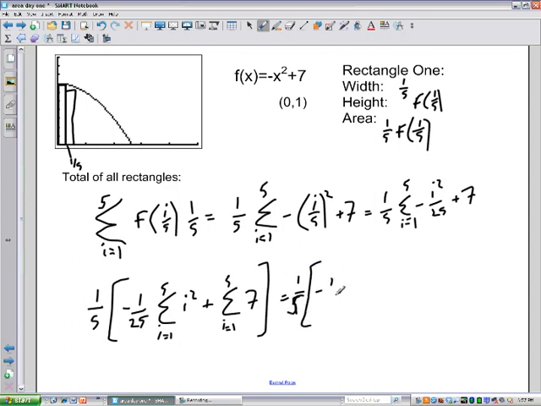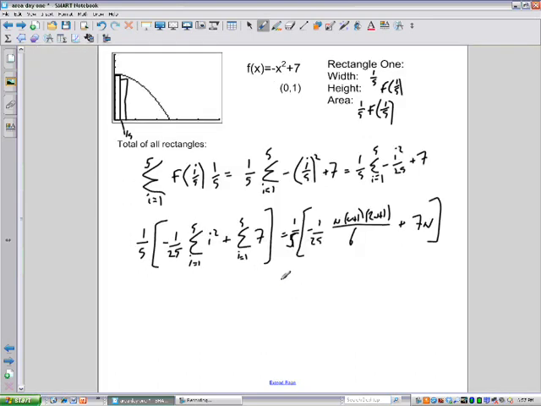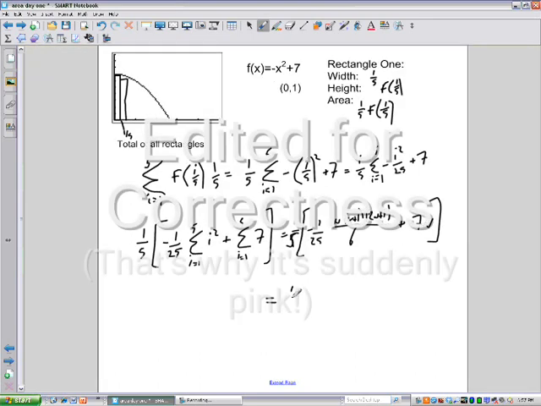1/5 of negative 1/25 of, let's see, the sum of the i squareds is n times n plus 1 times 2n plus 1 over 6, plus the sum of the 7s is 7n. Okay? And in this case, n is 5. And so we can probably work our way through this relatively okay.